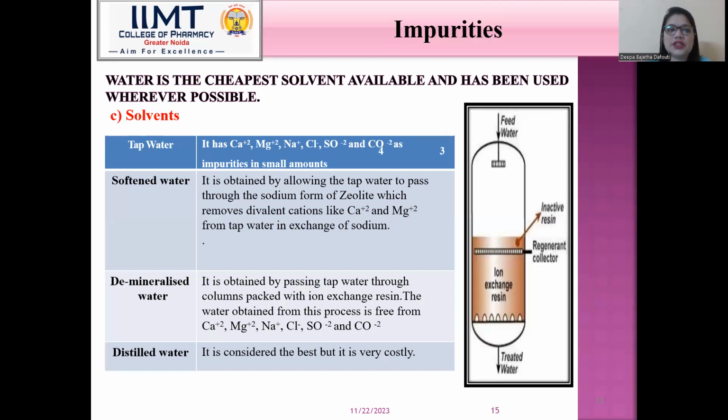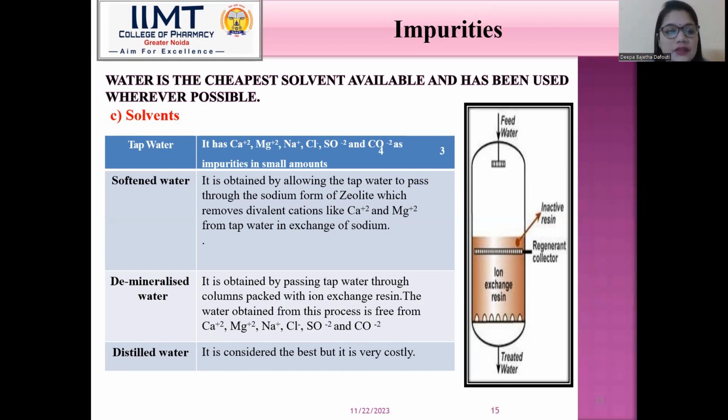Water. Water is the cheapest solvent available in the market and has been used wherever possible. There are types of solvents which are used. First is softened water, demineralized water, distilled water, tap water. Tap water has calcium, magnesium, sodium, chloride, sulfate as impurities in small amounts. But softened water is obtained by allowing the tap water to pass through the sodium form of zeolite, which removes divalent cations like calcium and magnesium from tap water in exchange for sodium.